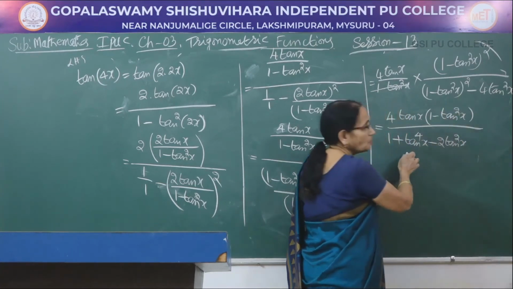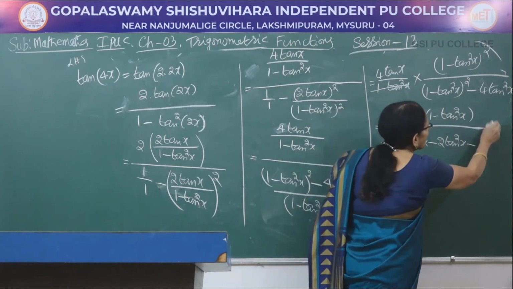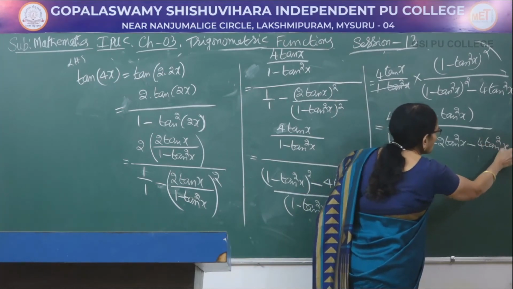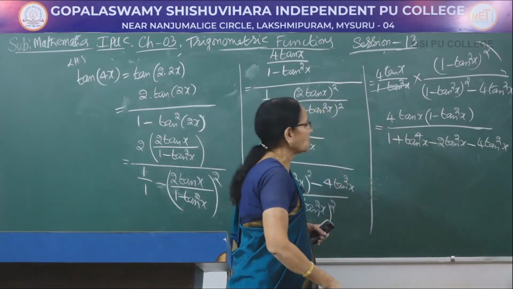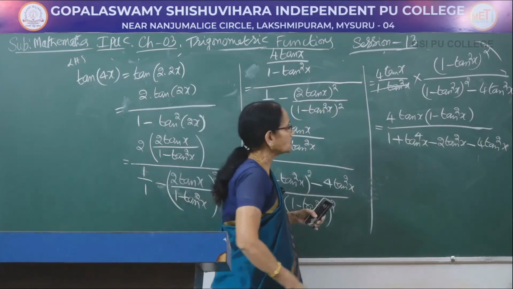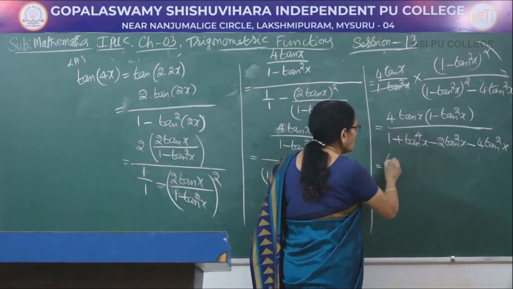These are the expansion of these terms. Minus, writing the other one, it is 4 times tan square x minus 4 times tan square x. So we got the numerator already. Now let me simplify the denominator.